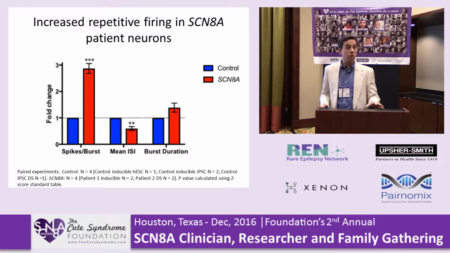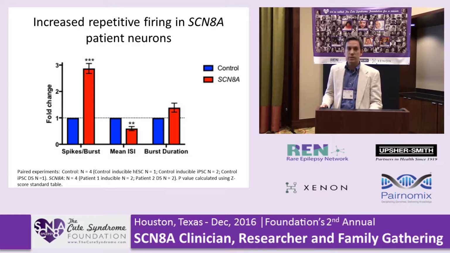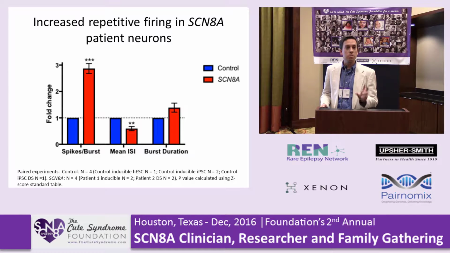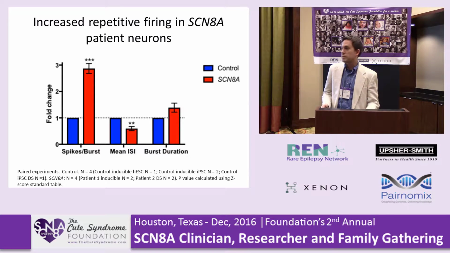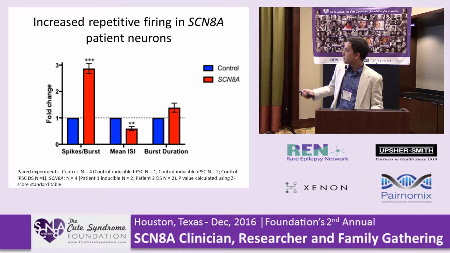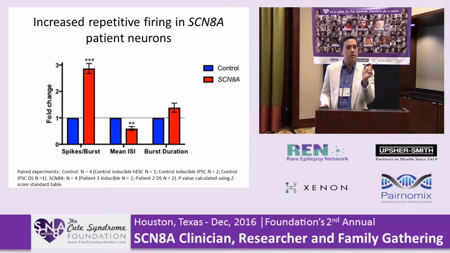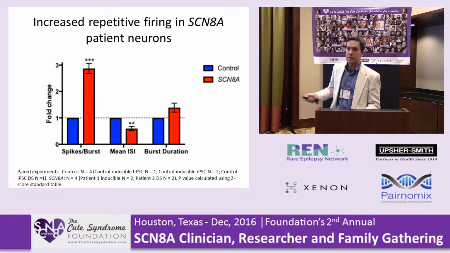In addition to just the overall increase in activity, we see differences in bursting. So bursts of activity are thought to be important for hyperexcitability, which could lead potentially to seizures. And so what we see in both patient 1 and patient 2, which all that data is averaged here, we see a big increase in the number of spikes in an individual burst of activity. And this is driven mostly by a reduction in the time distance between these individual spikes, not an overall increase in the length of the burst.